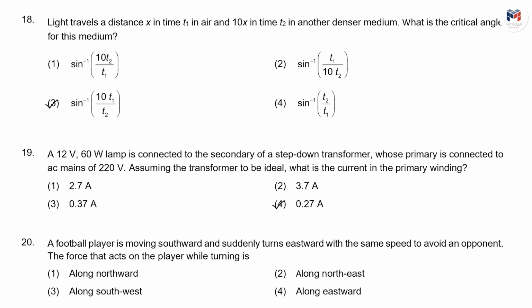Question number 20. A football player is moving southward and suddenly turns eastward with the same speed to avoid an opponent. The force that acts on the player while turning is, the answer is option number 2, along northwest.